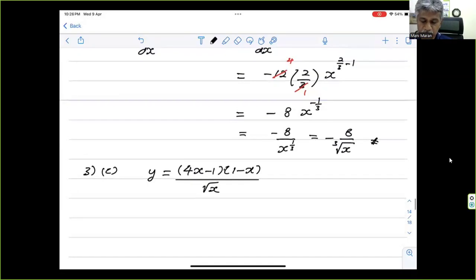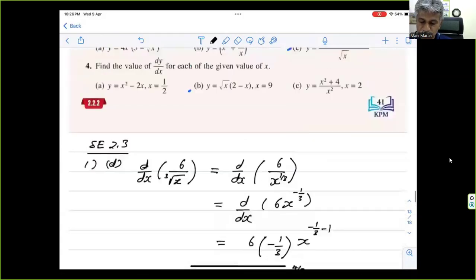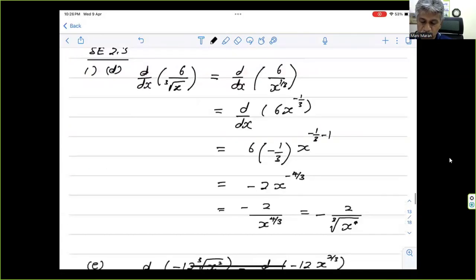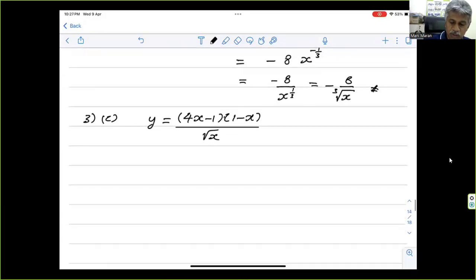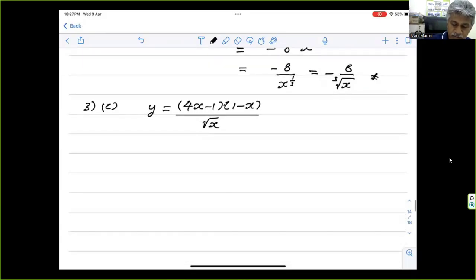It looks very complicated. We've got 4x minus 1, and then 1 minus x divided by the square root of x. How to differentiate this? What we do is simplify the equation first. Even before you differentiate, simplify this and expand the bracket first. So you've got 4x multiplied by 1 will give you 4x, and we've got minus 4x squared.